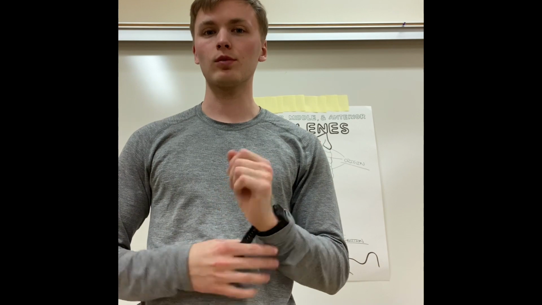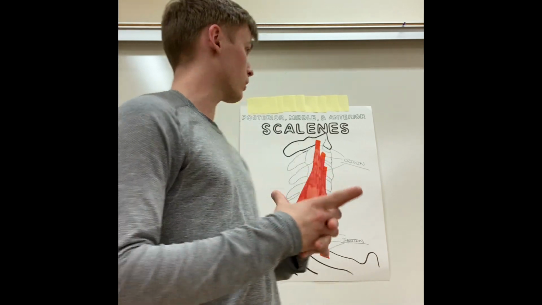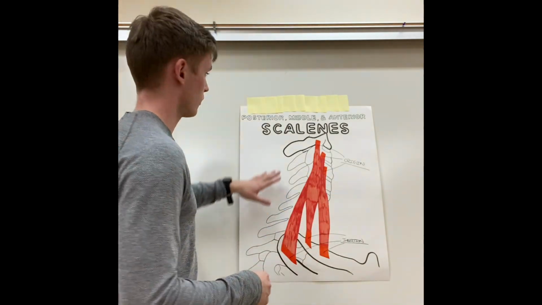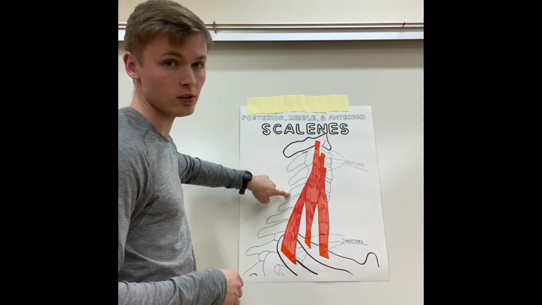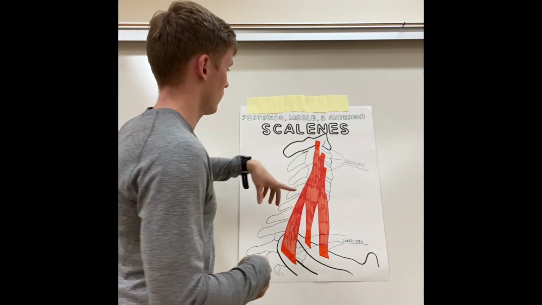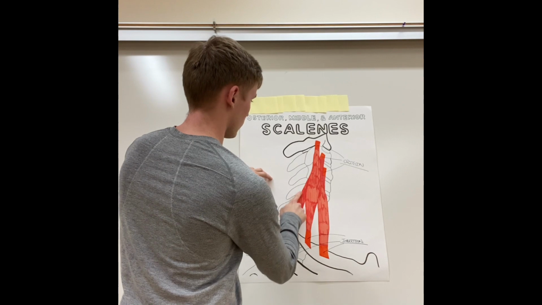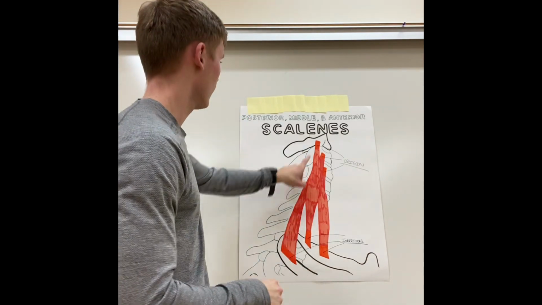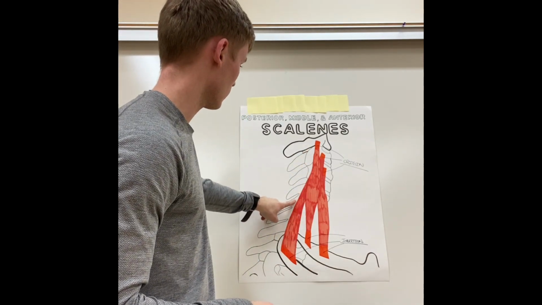The facet joints is what I found for number 4. Those are located first over here. These are the spinous processes. I'd say the facet joints would be right through here. I don't have them in on my drawing, but they'd be right through here.